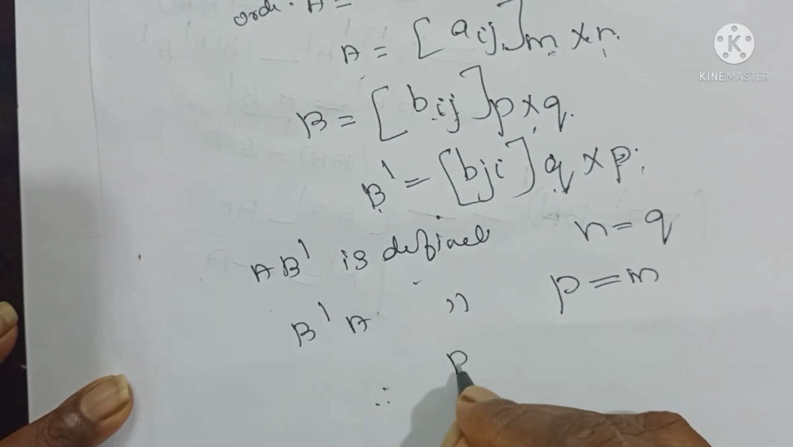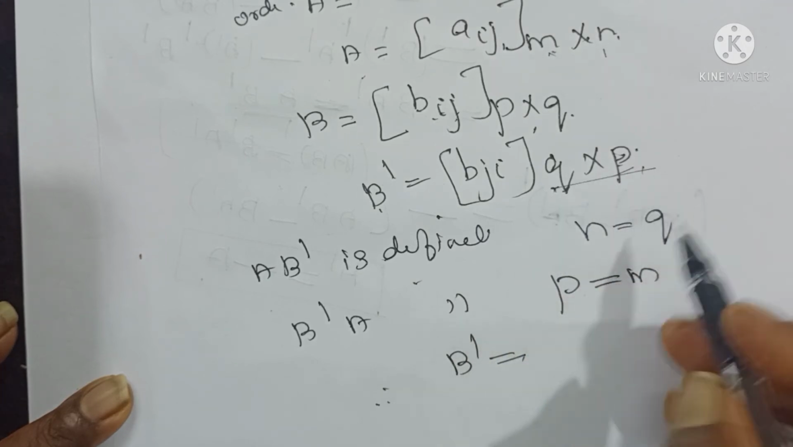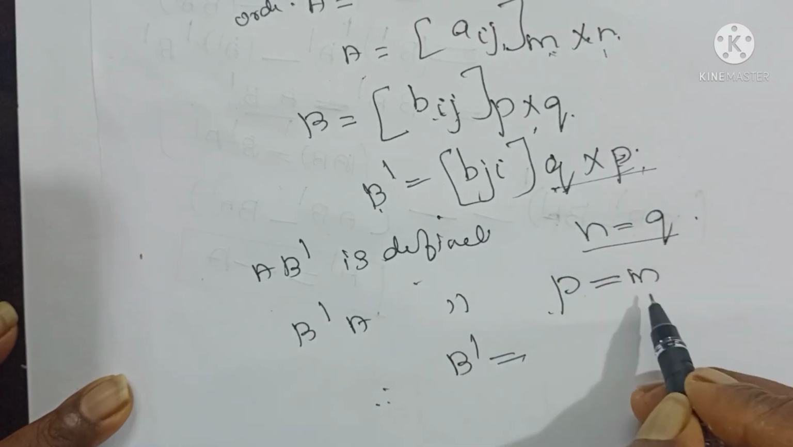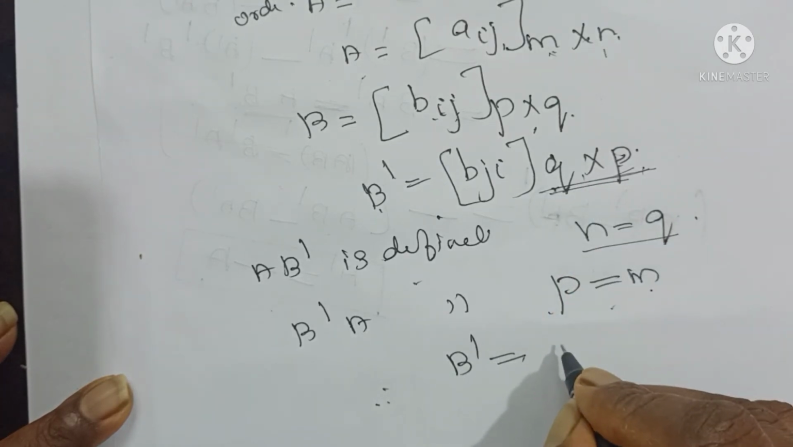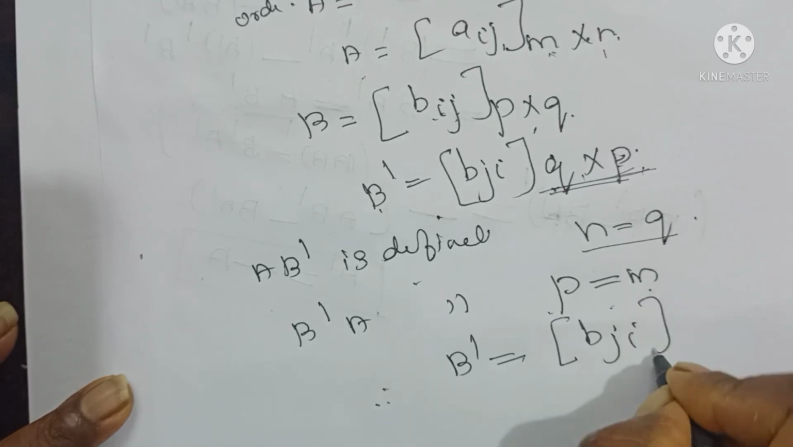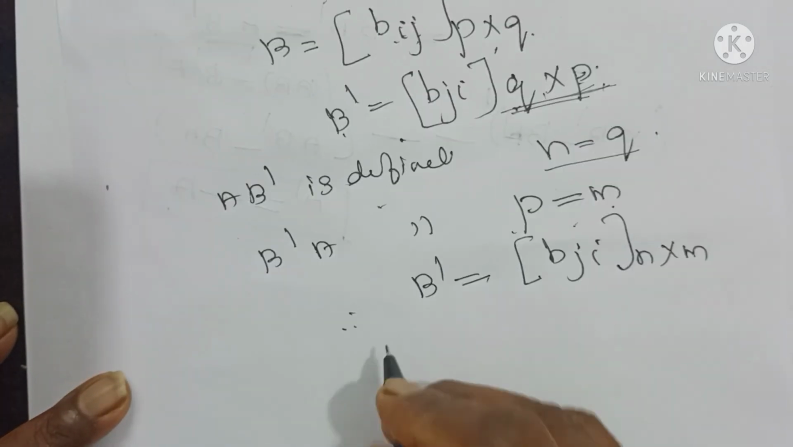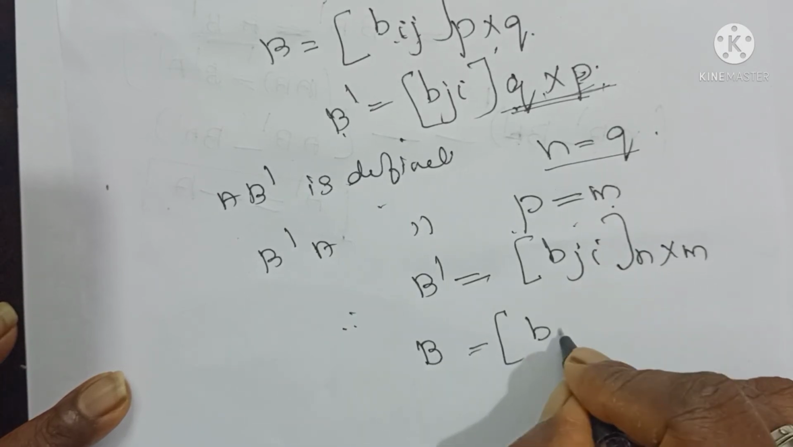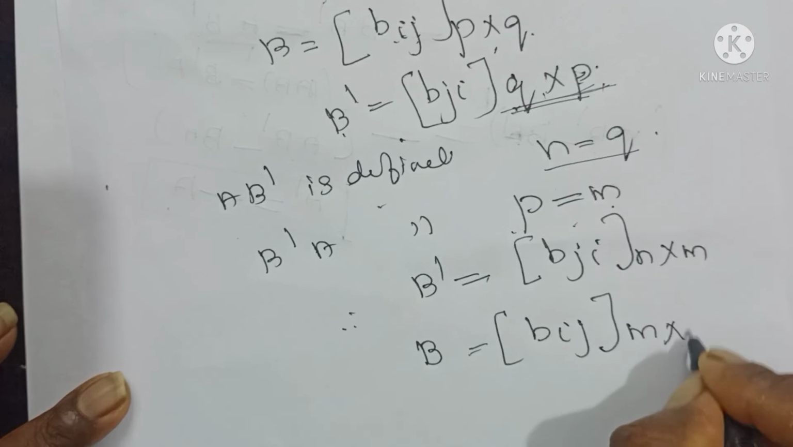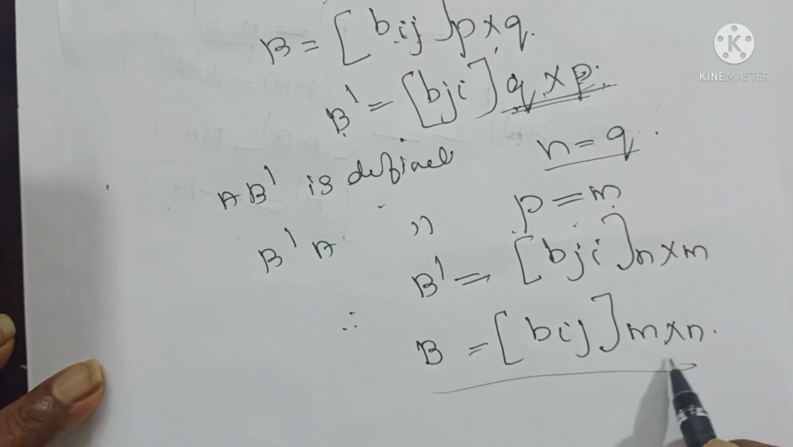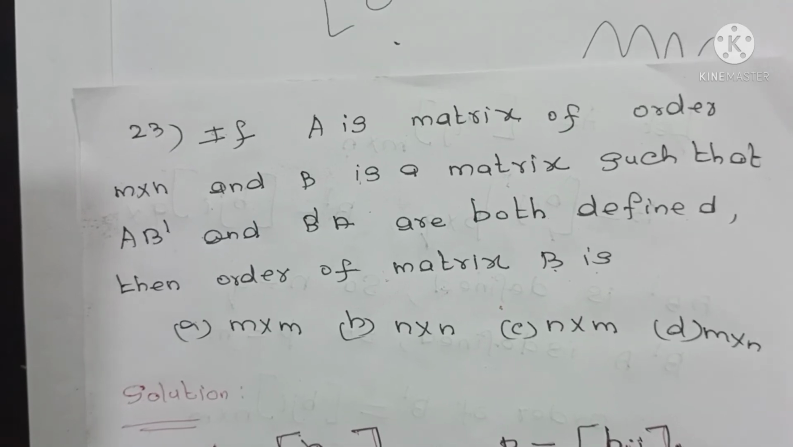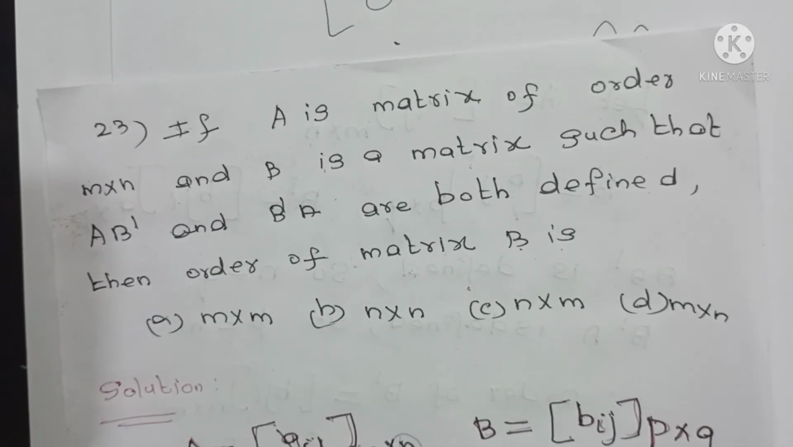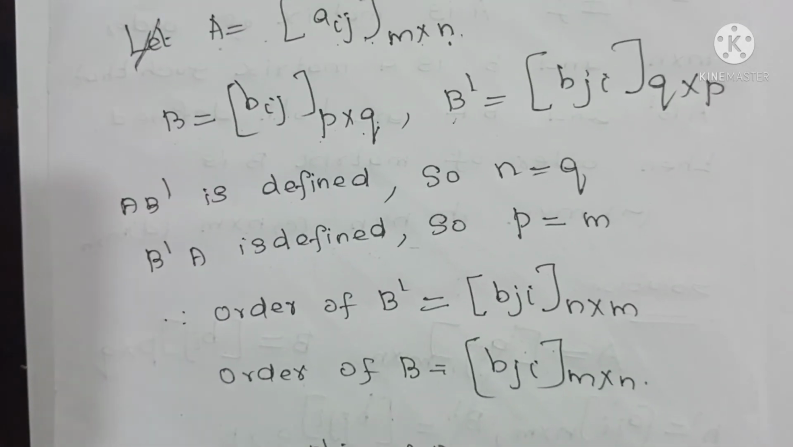Therefore, what is the order of B dash? We change the values: Q is N, and P is M, which we got. So B dash is [bji] n by m. So what is the order of B? B is [bij] m by n. So the order is m by n. This is the answer.